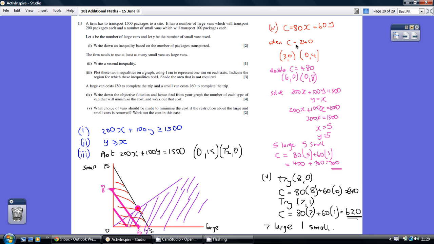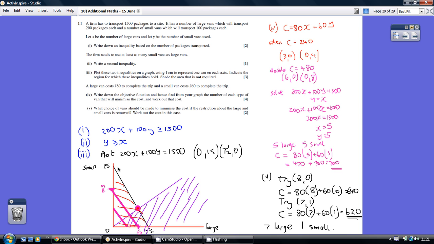So I've started off working it out when C equals 240, that gives me these 2 points, that's this line here. I've then doubled it to give me this line here. That establishes the pattern, and I can just picture my cost function going in or out, and clearly the first point that it hits in my wanted area is here.